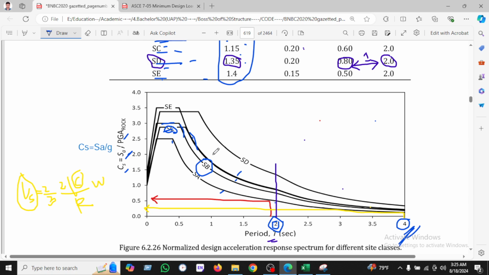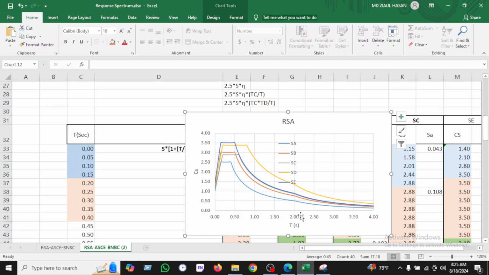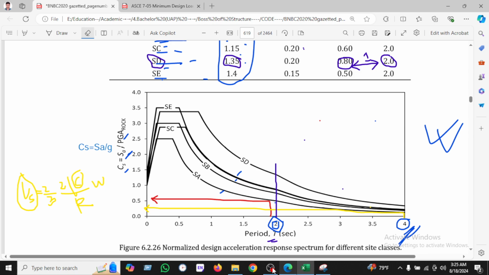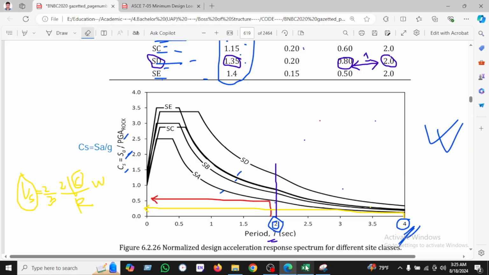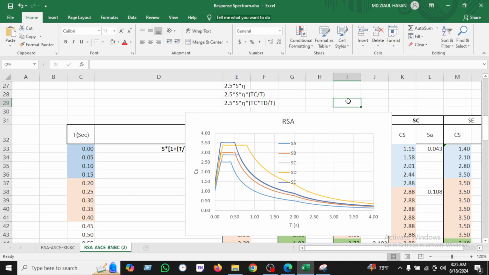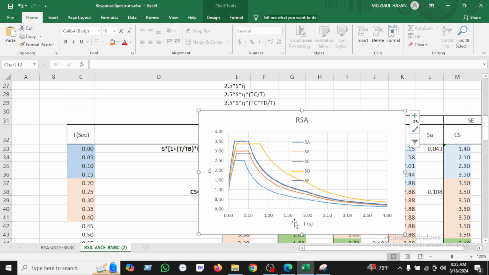If we go to this picture, we can see all the values we have found. The values in this picture and this picture are the same. We have seen the CS here, and time period is the x-axis. So this is our response spectrum of CS versus time period.